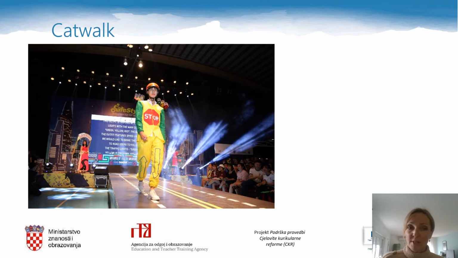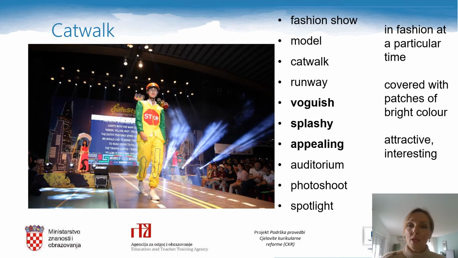If you have written your set of words, let's look at some of mine. So this is obviously a fashion show in the picture. The person walking on a catwalk is a model. Another expression for a catwalk is a runway. The clothes this model is wearing are voguish. It means that it is in fashion at a particular time. It means that it is trendy.